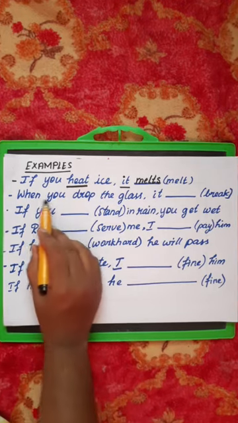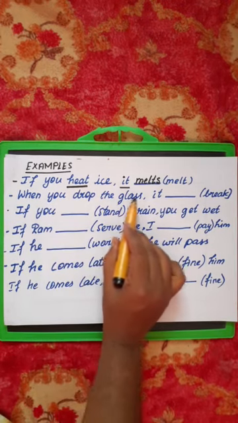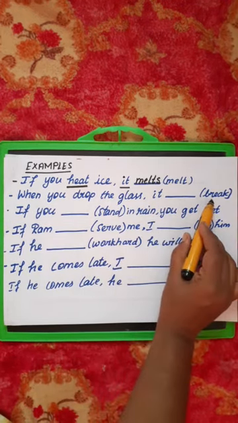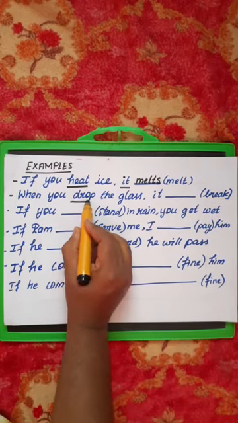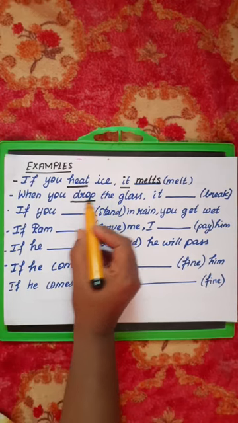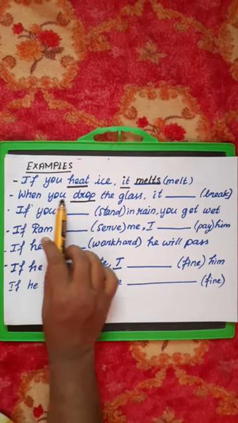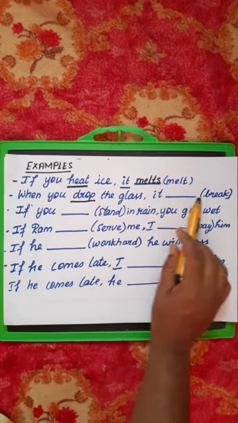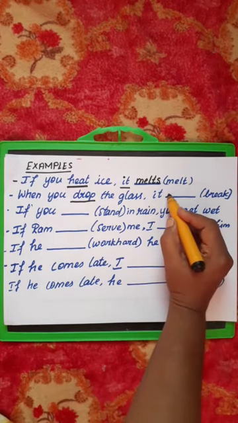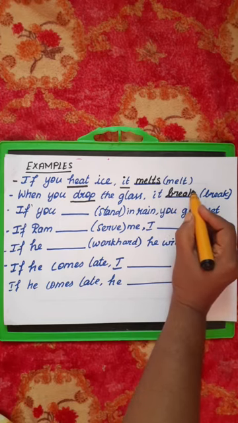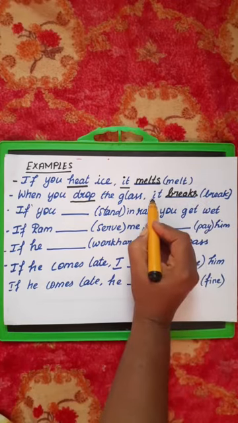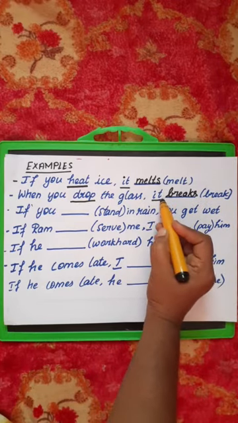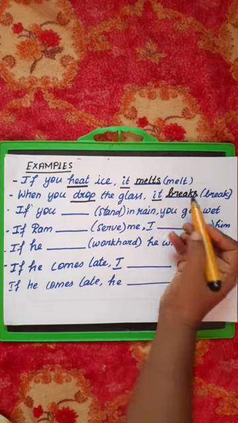Then the second example. When you drop the glass, it break. Here, what's the verb? Okay, it is in present. What is the condition of the sentence? It is zero condition. When you drop the glass, it break. It's a fact, so we have to use the verb in simple present. Break or breaks? Breaks. Why? Here, it is third person, so we have to use a singular verb.